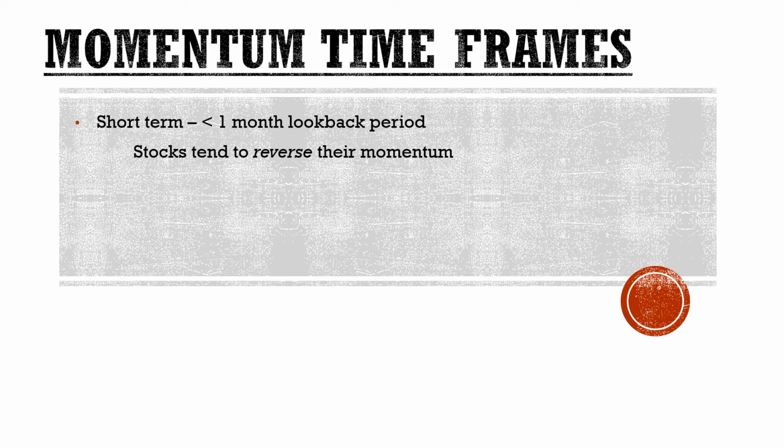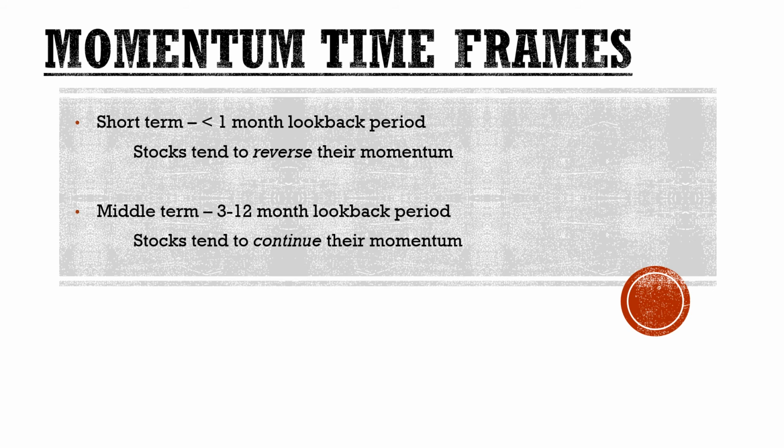The next time frame that we'll look at is the 3 to 12 month look back periods, sometimes called the middle term or intermediate term time frame, and stocks tend to continue their momentum. So in the literature, in all of the academic papers you'll look at, most of these have a 12-month look-back period minus the most recent month. So it's actually 2 to 12 that the look-back period is. And that's obviously because they're trying to take out the short-term mean reversal that we saw in number 1 there, the short-term momentum.